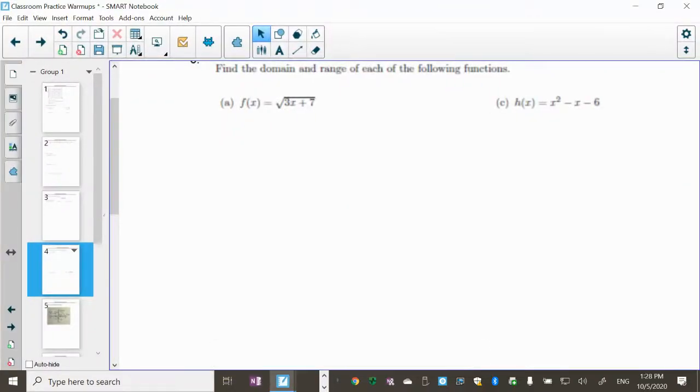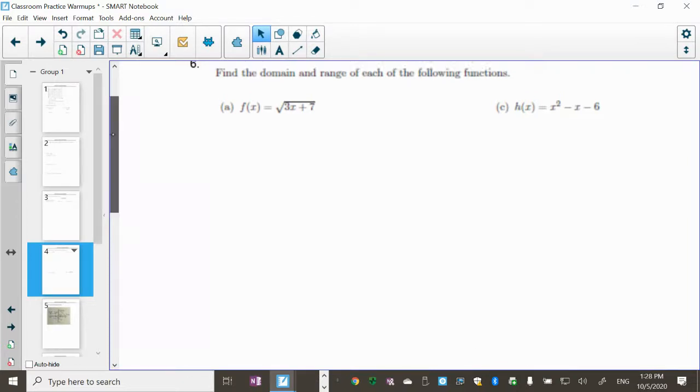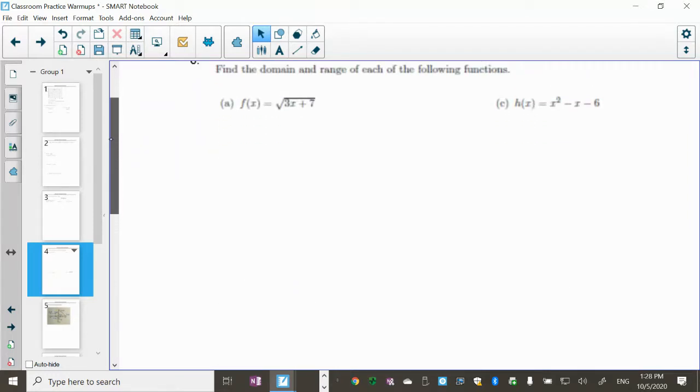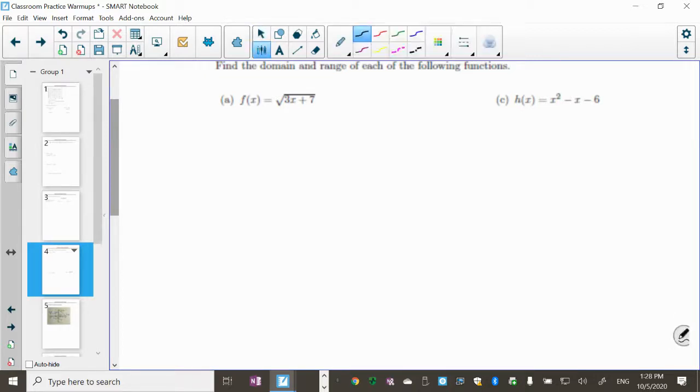Okay, this video is more practice in the front of your packet for domain and range. This is number 6. I'm going to do A, B, and C. B is up here, down here, and C's up here. So I'm going to start with A. And if I look at this, I see, oh, this is a radical. So I know I have to do some algebra to find the domain.